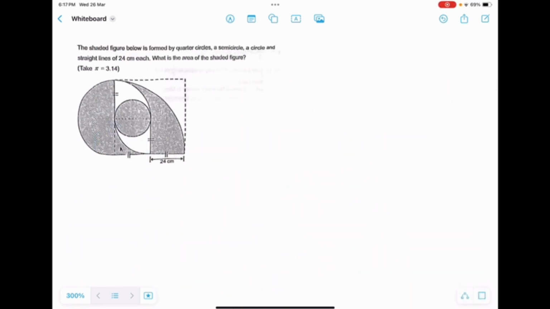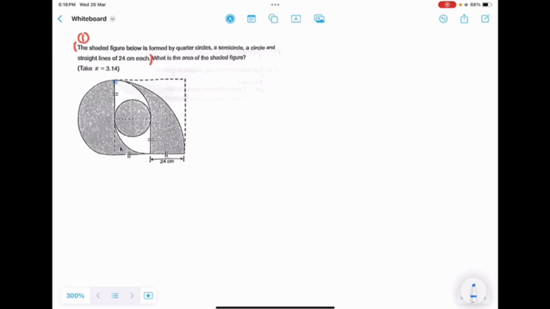Moving on to the next and final question of this video, let's get into it. The shaded figure below is formed by quarter circles, a semicircle, a circle, and straight lines of 24 cm each. Now, first thing I want to do is to identify where all my shapes are.